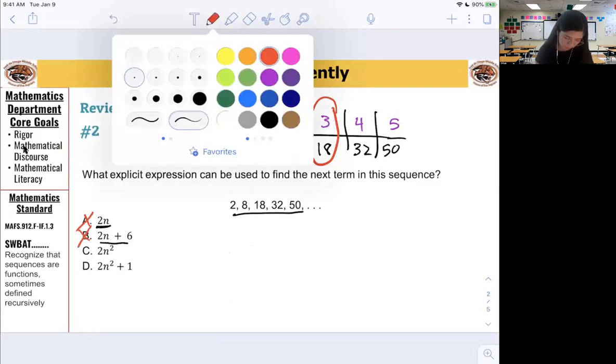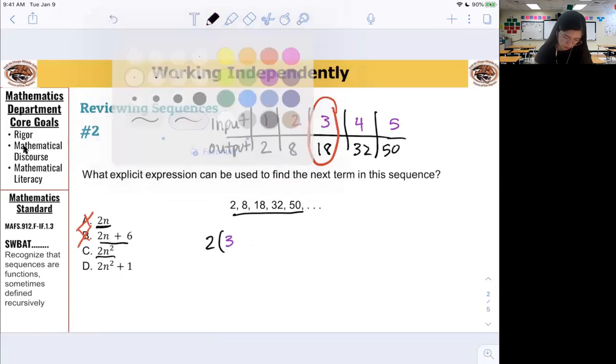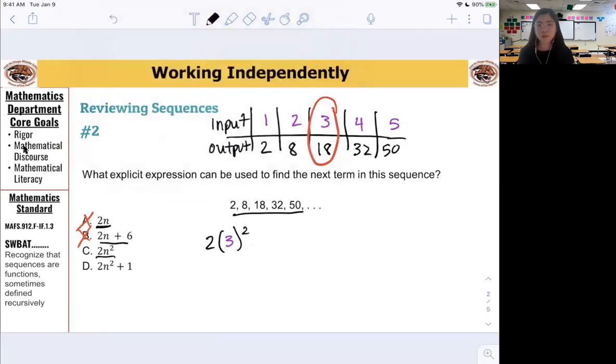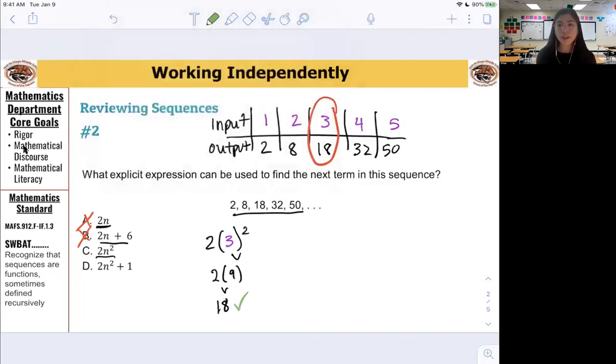Now I'm going to check answer choice C, 2n squared. So again, I'm plugging in 3. I should get an 18. Let's find out if I do. 2n squared, 2 times 3 squared. PEMDAS tells me that I need to do my exponent first, so I'm going to do that. 3 squared is 9, and 2 times 9 is 18. Okay, I got a check mark.